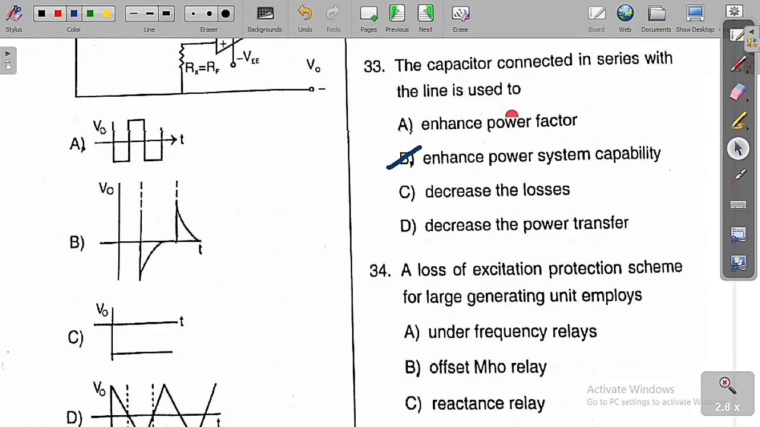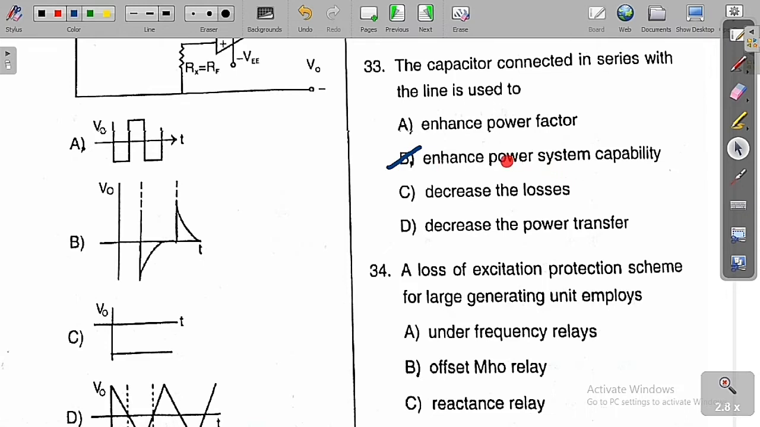So now we are going to solve another question. See the question here: the capacitor connected in series with the line is used to. Option B, it is going to enhance the power system capability, means it is going to increase the power system capability, means it can transfer more amount of power. By connecting the capacitor in series with the transmission line, it enhances the power system capability, because it decreases the overall reactance of the transmission line, so the maximum power that we can send through the transmission line can be increased by keeping the capacitor in series with the transmission line. So option B is the correct solution of this question.